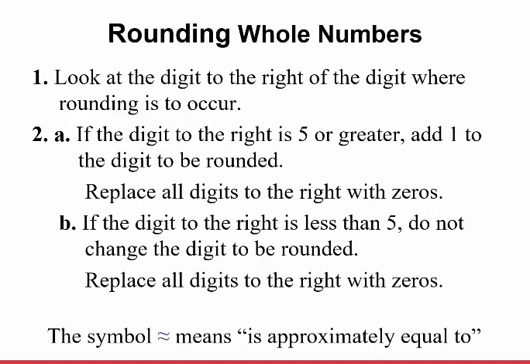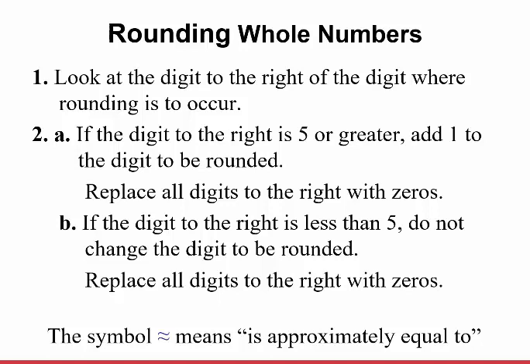Okay, how you round whole numbers. You look at the digit to the right of the digit where rounding is occurring. For example, if I want you to round to the hundreds place, you're going to look in the tens place. If the digit to the right, like in the tens place, is 5 or greater, then you add 1 to the digit to be rounded, and then you replace all the digits to the right of that number with zeros.